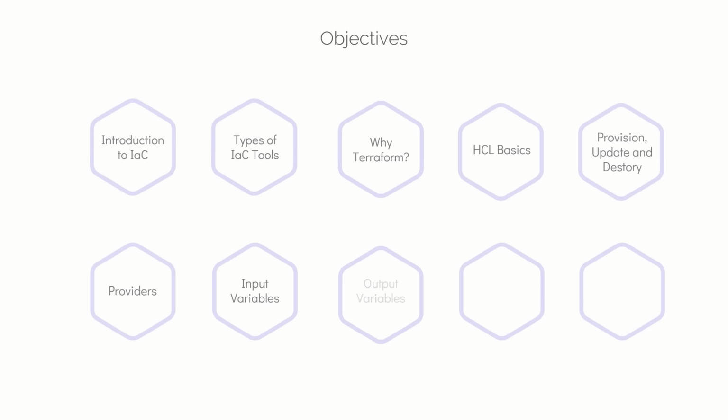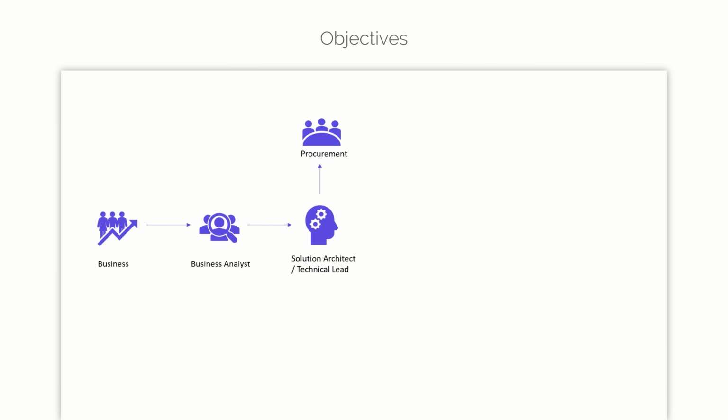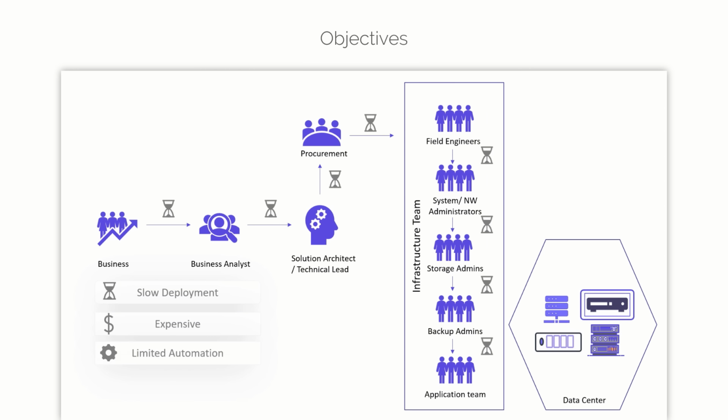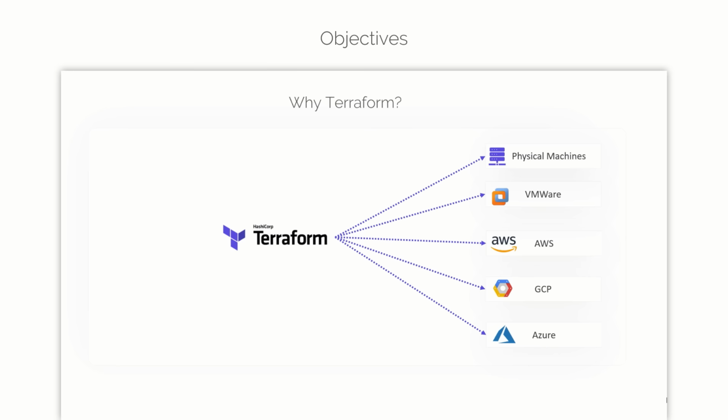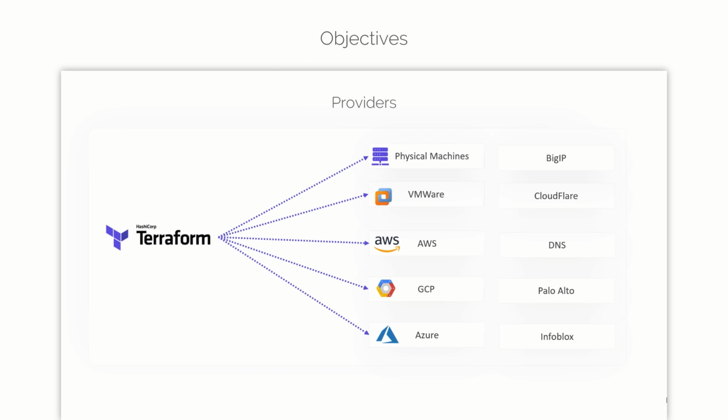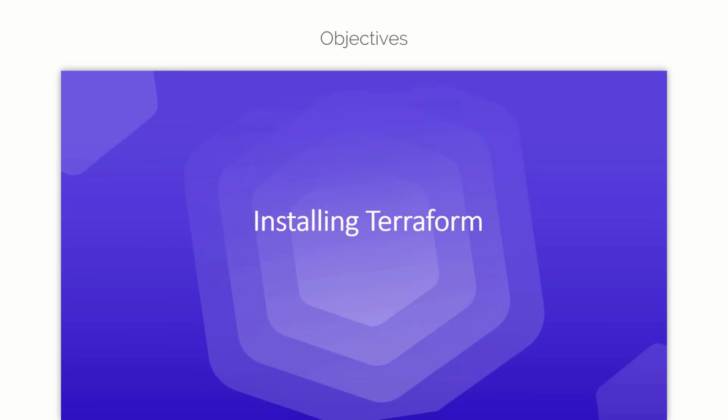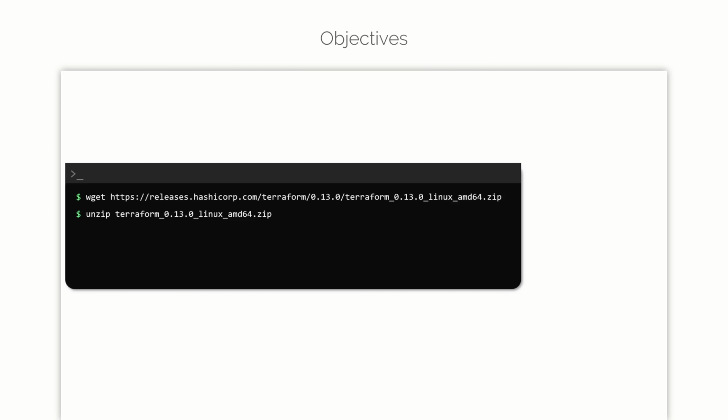But first, we will take a look at Infrastructure as Code or IAC and the different types of tools available in IAC and their purpose in managing the modern IT infrastructure. We will then see the role of Terraform in today's IT infrastructure. Then, we will learn how to install Terraform. This is followed by the basics of HashiCorp configuration language.